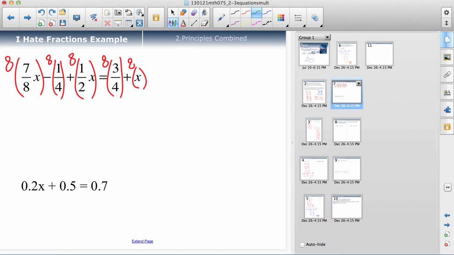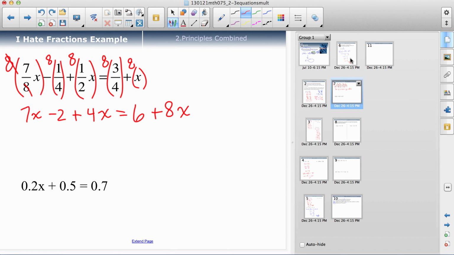Okay, so if I multiply this by 8, these two 8's cancel. So I'm left with 7x. 8 times 1 is 8, divided by 4 is 2, so this would be minus 2. Plus 8 times 1 is 8, divided by 2 is 4, so that would be 4x. 8 3's are 24, divided by 4 is 6, and 8x.